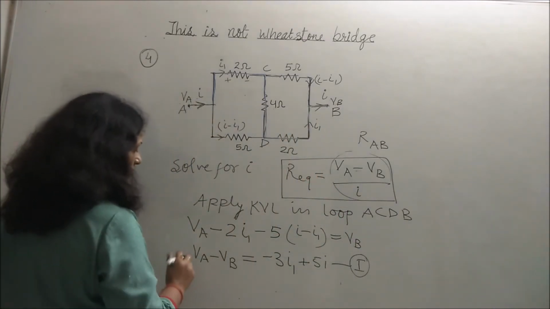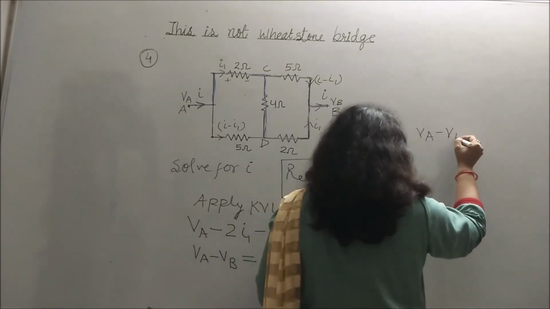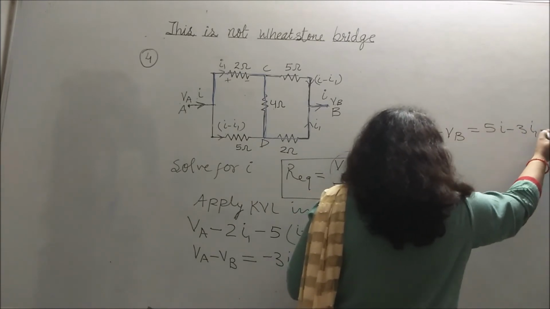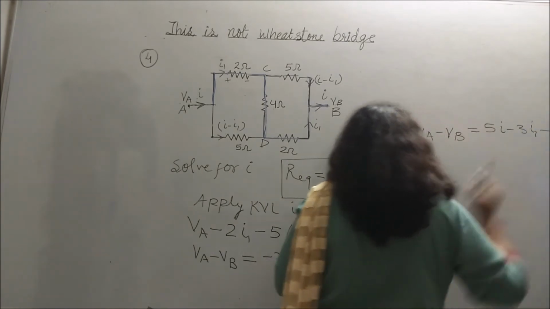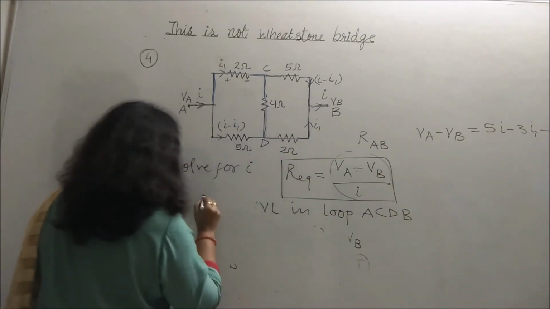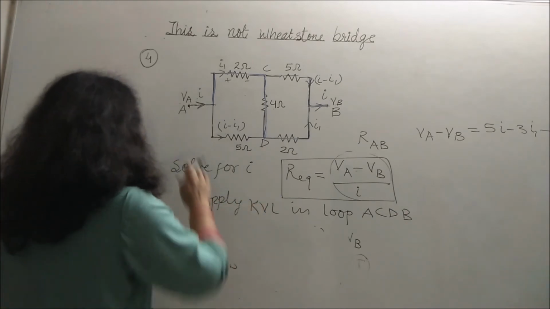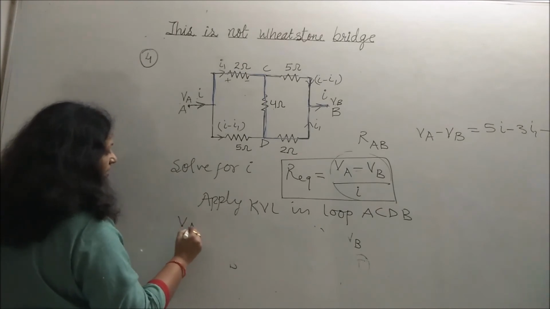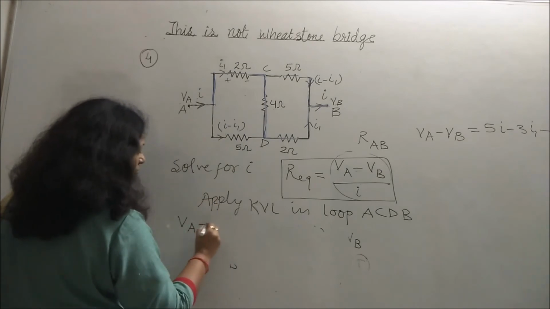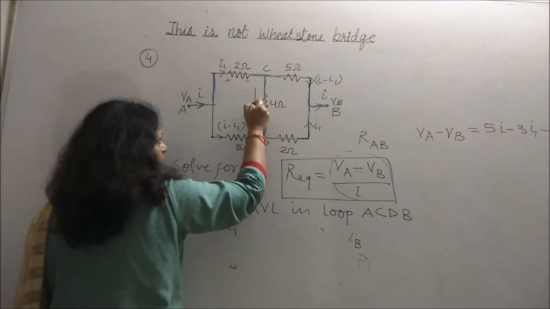So write down VA minus VB is equal to 5I minus 3I1 as the first equation on the right hand side. Now again apply KVL in the second loop. Start from this point, VA is our starting point. Then we are moving in the direction of current, that is minus 2I1. We are moving in this direction now.